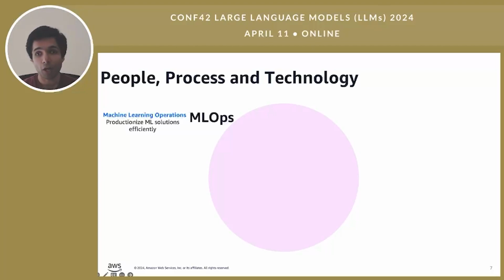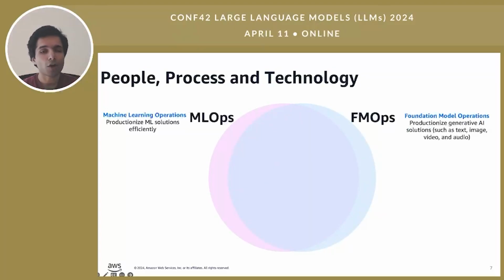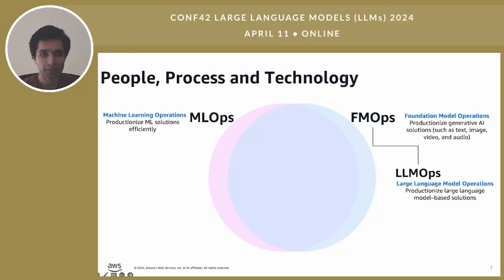Now, when we say MLOps, it's basically productionization of your ML solutions effectively. So let's say I deploy a solution into production, which has the model go through its own set of training. Someone has provided an approval. Now it is an inference, be it a batch inference or a real-time inference. There is a lot of overlap with foundation model operations, such as generative AI solutions using text, image, video, and audio. And finally, when you talk about LLMs, these are basically large language models which you're using.